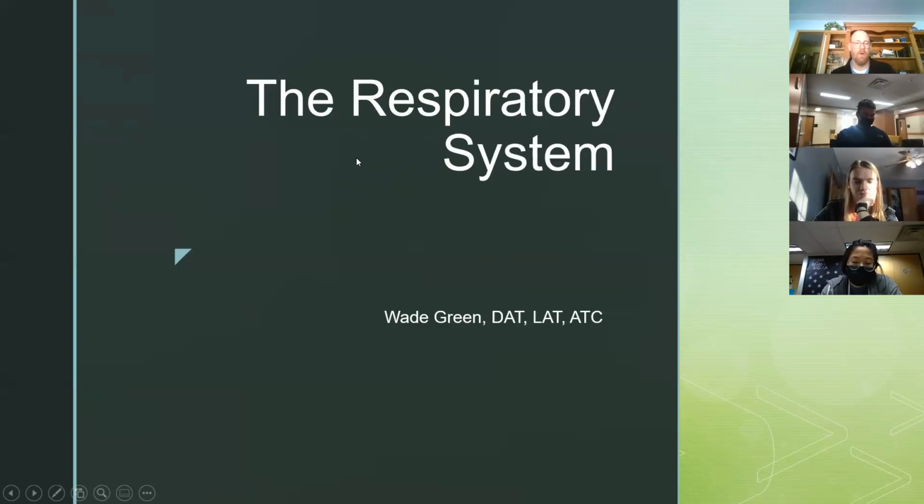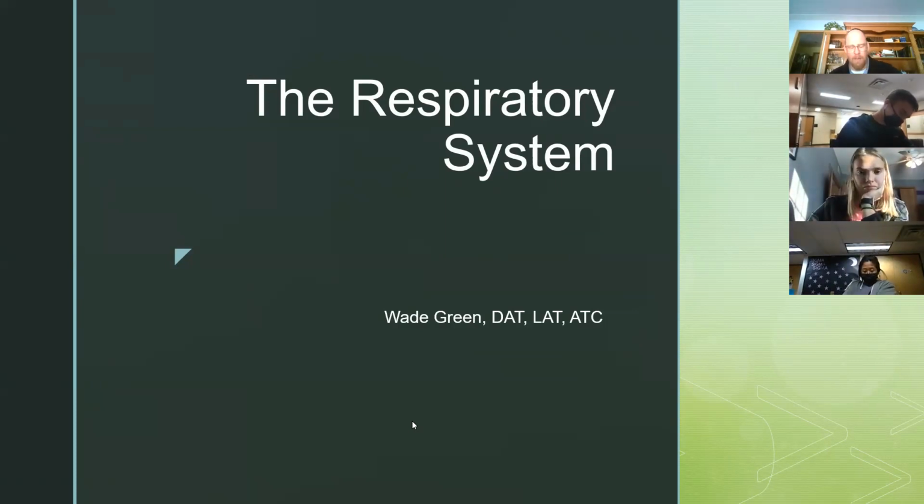The respiratory system, guys. Okay, here's the deal. Would you stop? That's my dog driving me crazy. I'm sorry, y'all. What is wrong with you? He's like gagging. Sorry, that's gross, but sorry.